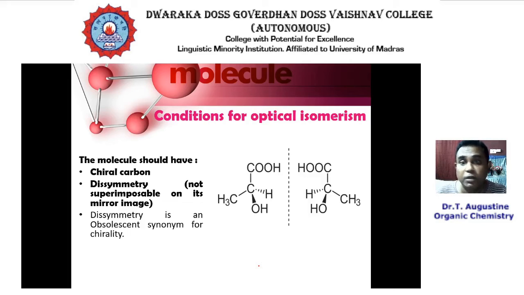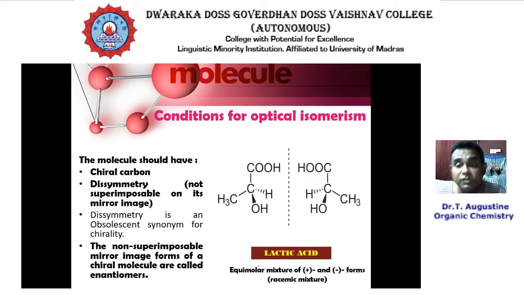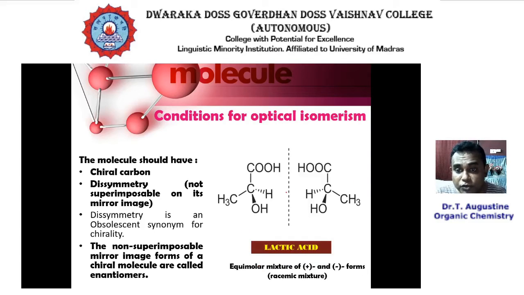Therefore, we need to remember that for a molecule to be optically active, the most important necessary and sufficient condition is that the molecule should be dissymmetric, or the molecule should have a non-superimposable mirror image of its own isomer. The non-superimposable mirror image forms of a chiral molecule are called enantiomers. Here we see the enantiomers of lactic acid. They are non-superimposable mirror images with a chiral carbon to which four different atoms or groups are attached.